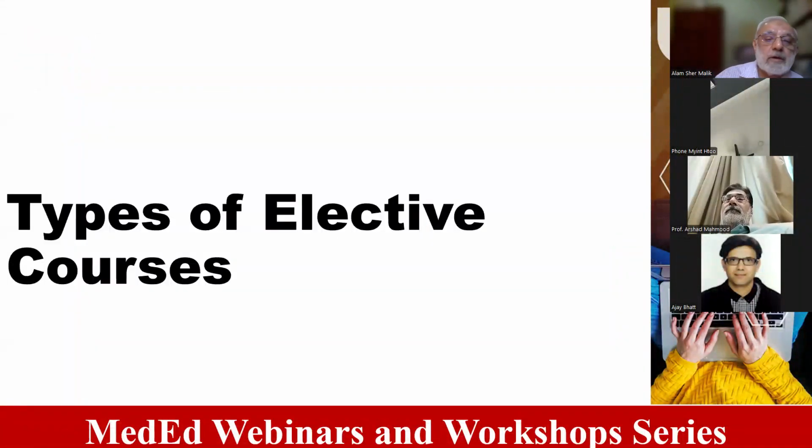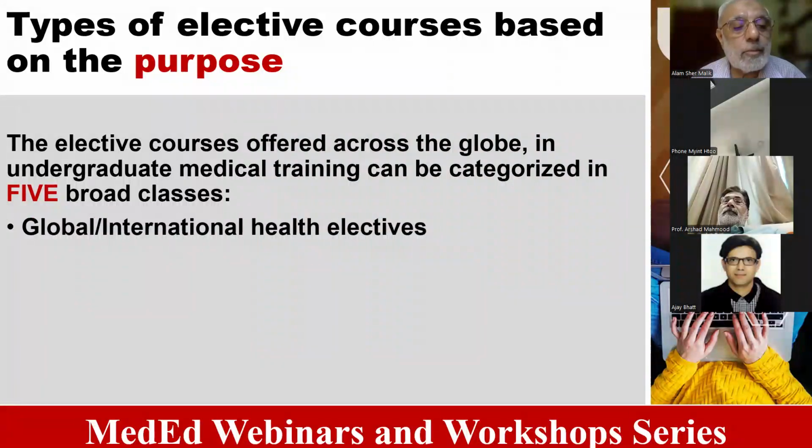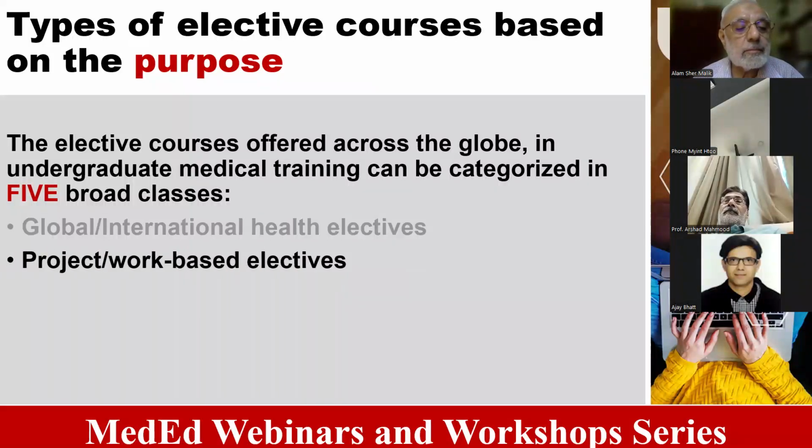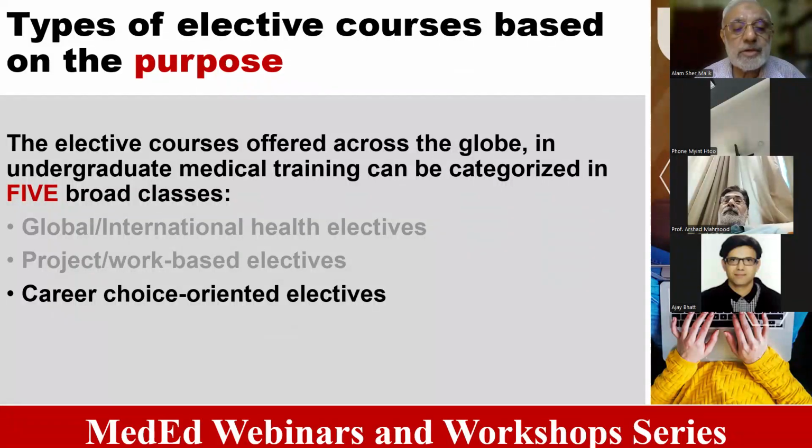Okay, now types of elective courses. Types of elective courses can be based on the purpose and duration, and we will talk about both of them. First, the type of elective courses based on the purpose. The elective courses offered across the globe in undergraduate medical training can be categorized in 5 broad classes. Number 1, global or international health electives. 2, project or work-based electives. Career choice oriented electives.